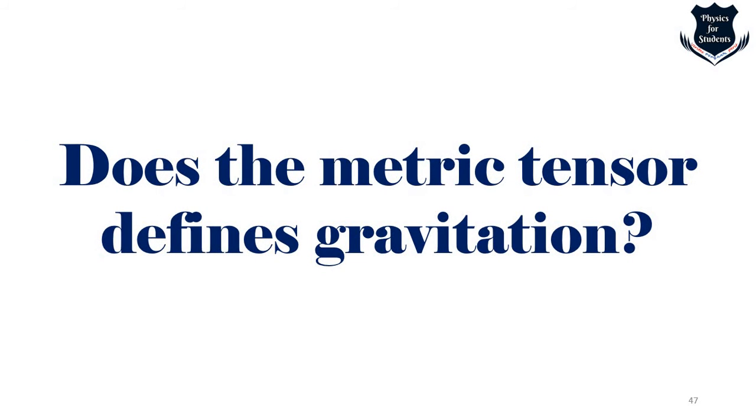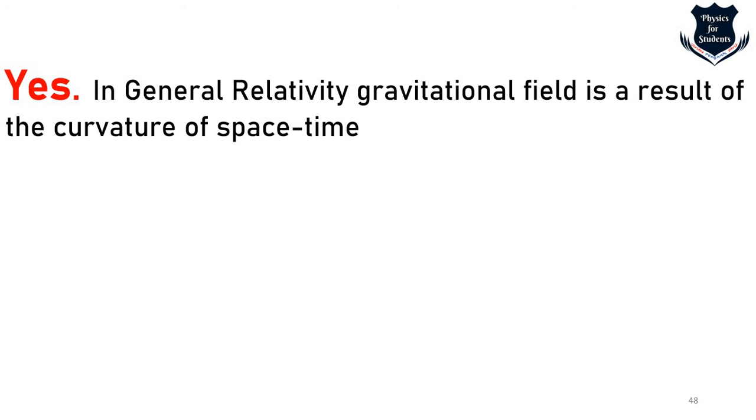Okay, now this is something important, but I would like to tell you that this actually calls for another subject. This is a very important and intricate subject: whether the metric tensor defines gravity or not. Now the answer is yes. In general relativity, a gravitational field is a result of the curvature of space-time. And this metric tensor shows the metric conditions and the gravitational field relative to an arbitrarily chosen system of coordinates. Why arbitrary? Obviously because it is curved. We don't know what system it is.